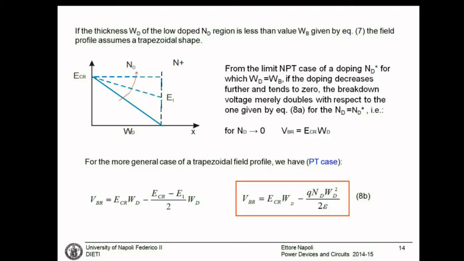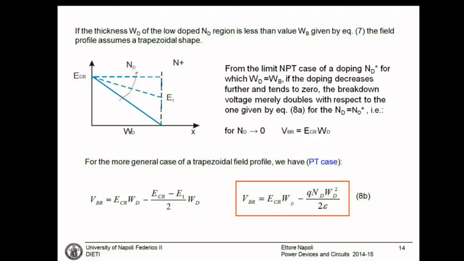If the thickness of the low doped region, of the intrinsic region, is smaller than the double D that we have just calculated, or the doping is reduced, the electric field in the device is no more triangular but assumes a trapezoidal shape. We can neglect the high slope area here and the high slope area here.